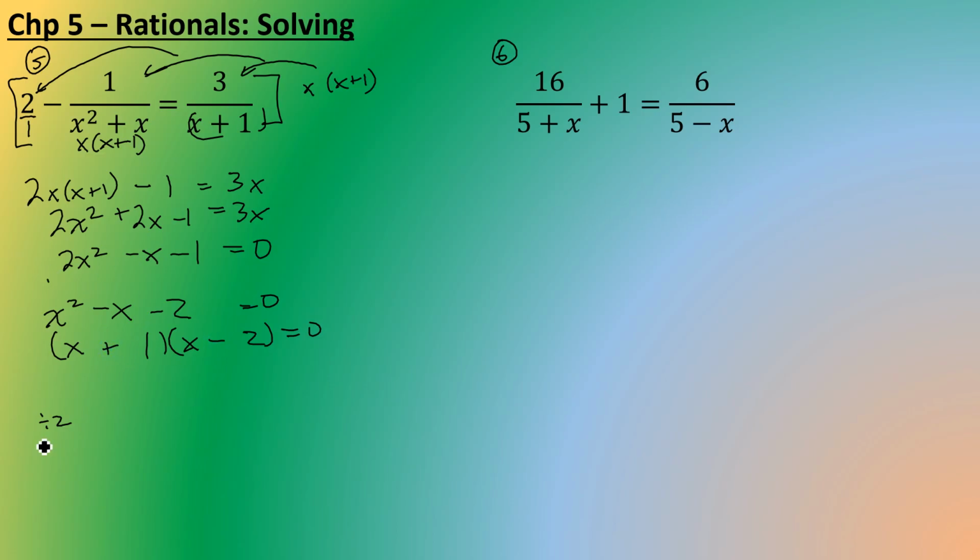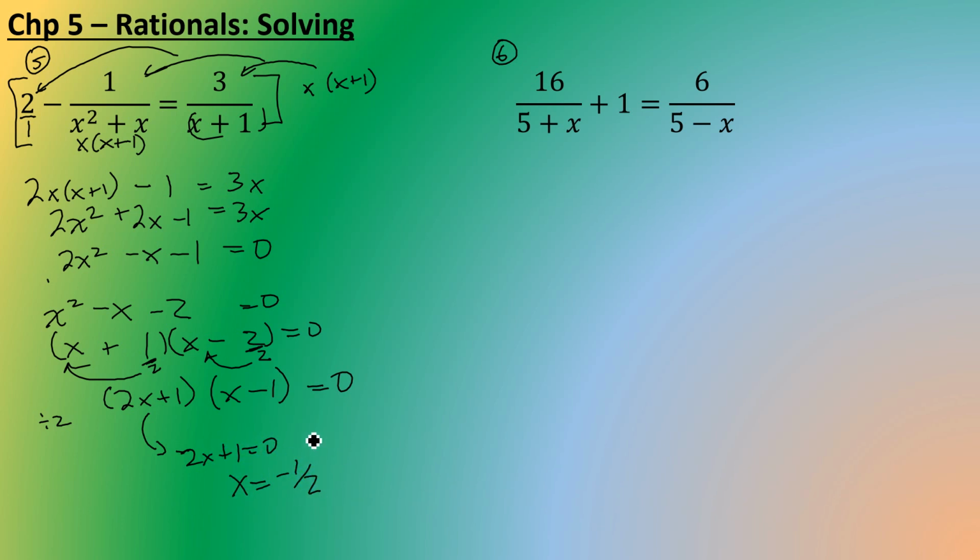It's divide and slide, so I divided by 2 right here, multiply by 2, so I need to divide this by 2, divide this by 2, and slide it over. Well, actually this reduces to a 1 anyway. So I have x minus 1, and then this will be 2x plus 1. Alright, and that gives me 2x plus 1 equals 0. So x equal negative a half. And then x equal 1. So I got 2 answers out of that.